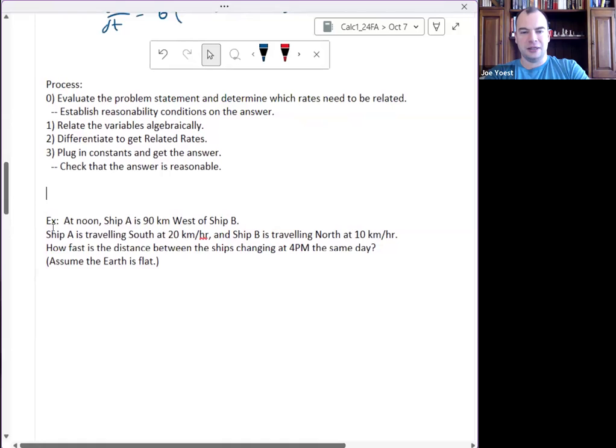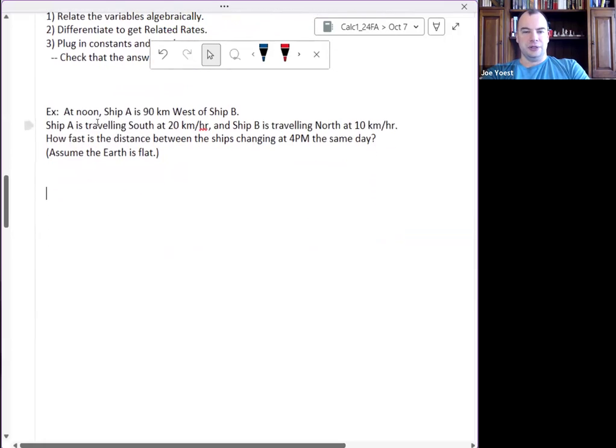Okay, so let's apply this process to an example here. At noon, ship A is 90 kilometers west of ship B. Ship A is traveling south at 20 kilometers an hour. Ship B is traveling north at 10 kilometers an hour. And our question is, how fast is the distance between the ships changing at 4 p.m. the same day? And because we're good scientists, we will doubt all knowledge and assume the Earth is flat, so we don't have to deal with geometry on a sphere.